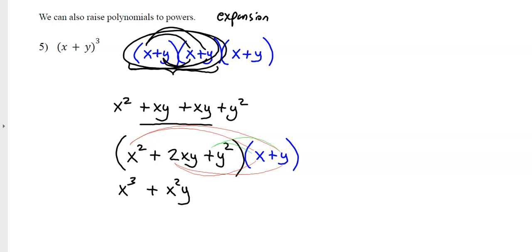Now I move to the middle term. 2xy times x and 2xy times y. Now I move over to the third piece. y squared times x is xy squared. And then y squared times y is y cubed.